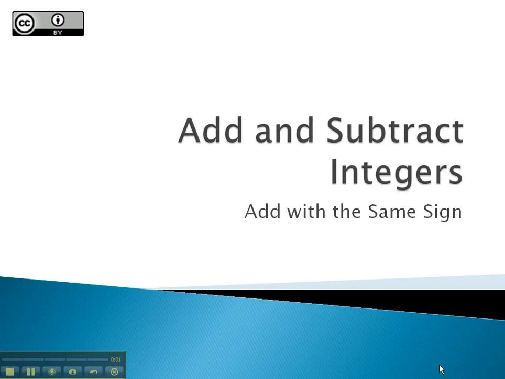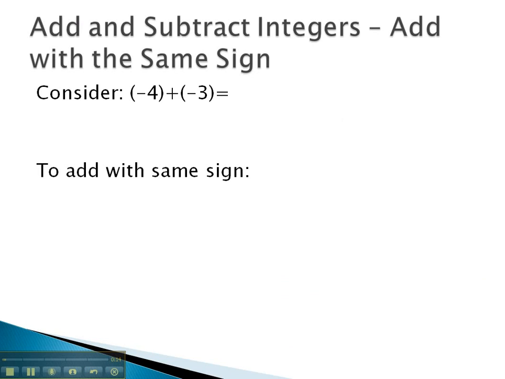In this video, we're going to explore how we can add integers, specifically, with the same sign. In other words, both numbers are going to be negative. It also works if both numbers are positive, but we've seen that before, and it's not nearly as interesting. To set this up, we're going to consider negative 4 plus negative 3.